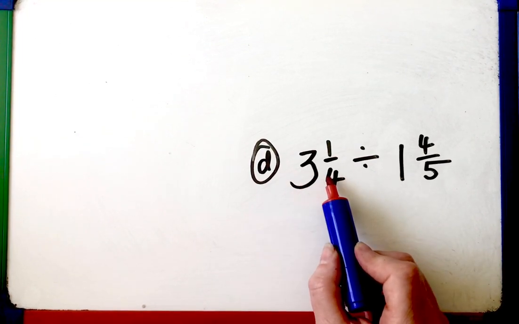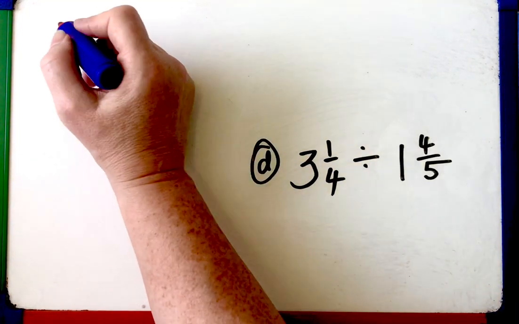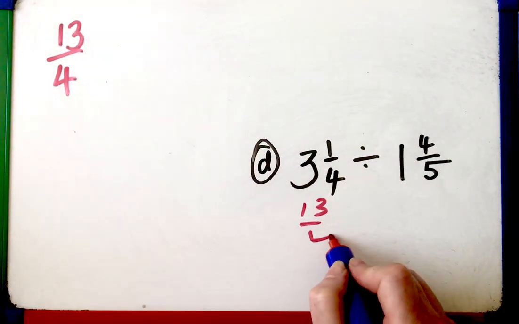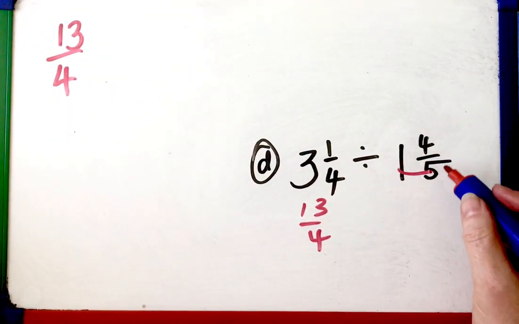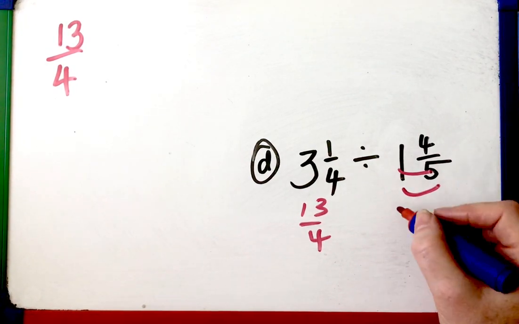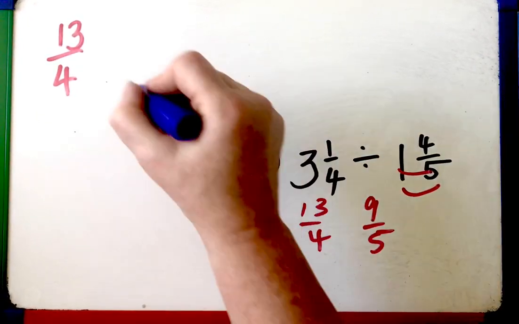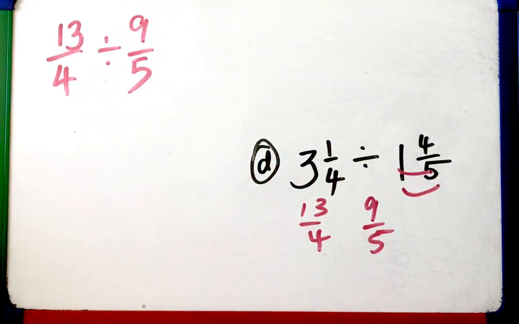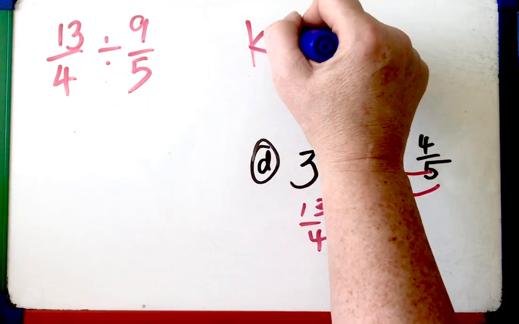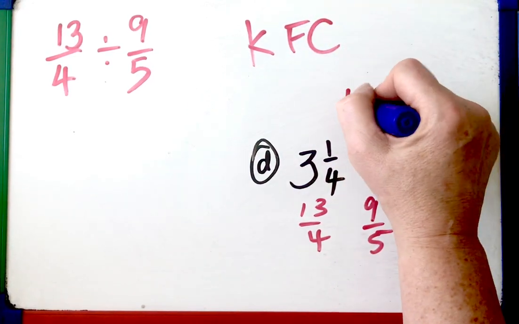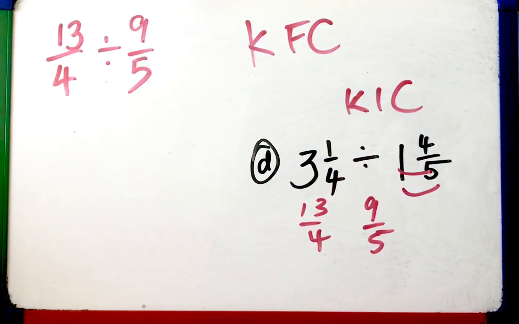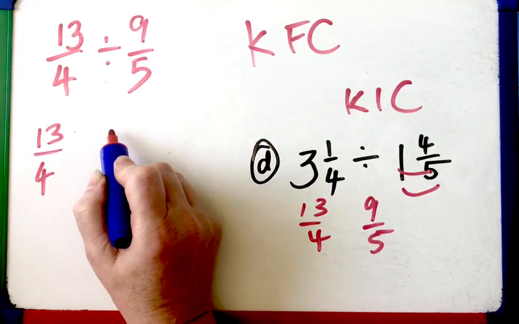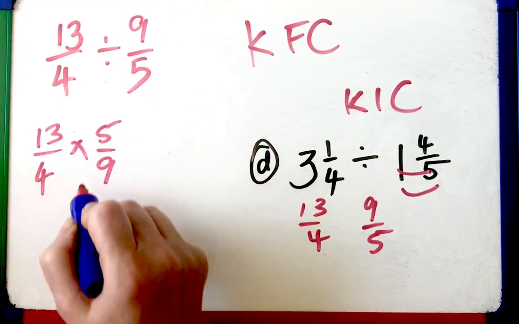3 4s are 12, plus 1 is 13 over 4. That's that one, 13 over 4. 1 5 is 5, plus 4 is 9, so that's 9 over 5. So I'm doing 13 quarters divided by 9 fifths. Keep it, flip it, change it. Keep it, invert it, change it. So KFC or kick. 13 over 4, 5 over 9 multiplied.